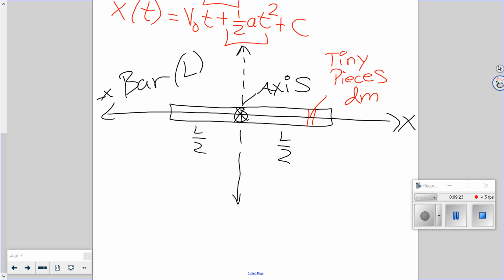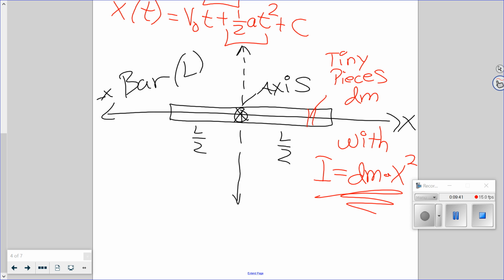But these dm's, they each have inertia. Instead of just m, it's dm times x squared because we're on the x-axis. So every little piece has inertia dm times x squared, just like mr squared before. So we're doing mr squared for a point mass, just like we did the past couple days. But we have tiny ones. We got to add them all up.